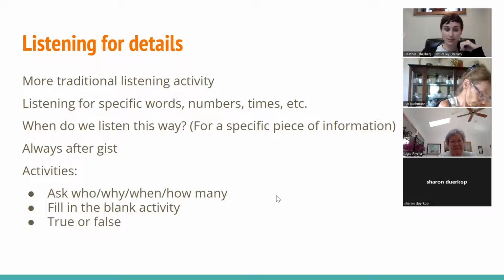True or false. So we're going to listen to a story about the boy at the beach. We already listened to it once because we listened for gist. We're going to listen again. And this time, is it true or false that the dog got lost at the beach?